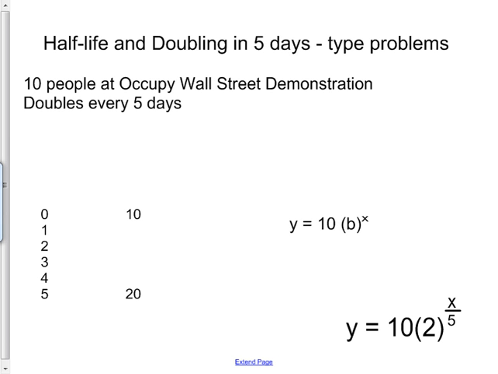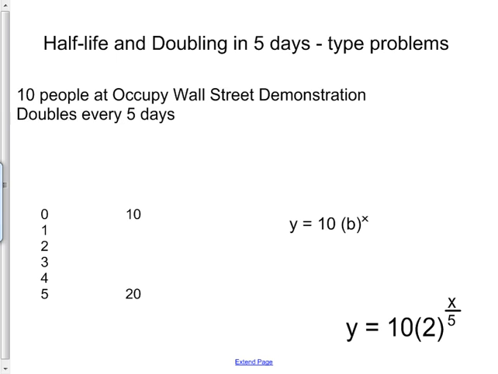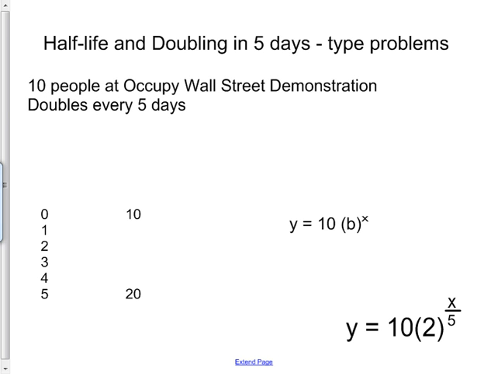Half-life and doubling problems, the last kind of problem. And the cool thing is that you can make this just like one of the other problems that I've already showed you how to do. Say there's 10 people that occupy Wall Street, and it doubles every 5 days. I could see somebody in the news saying something like that. Started out with 10 people, and it's been doubling about every week, or doubling about every 5 days. Well, then couldn't you make a little list for yourself and say on day 0 there was 10 people, and then on day 5 there was 20 people?